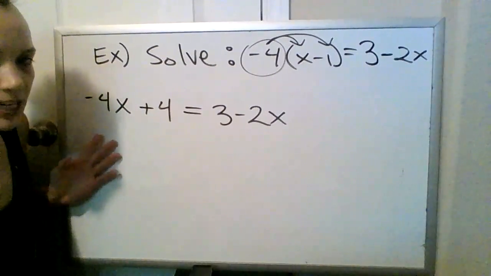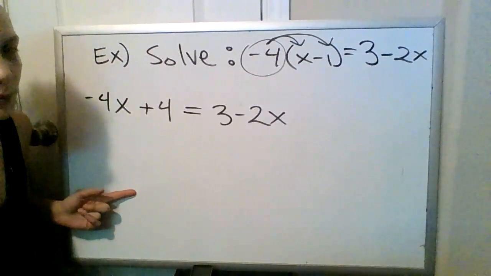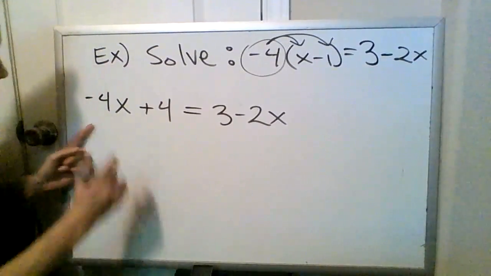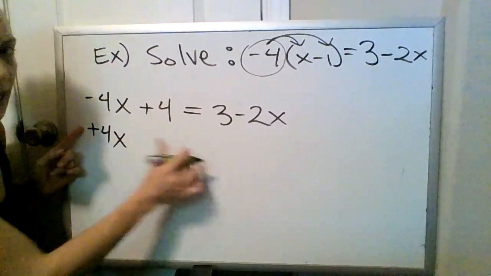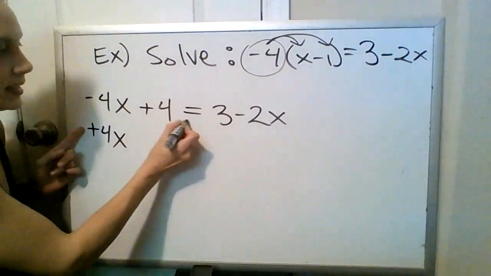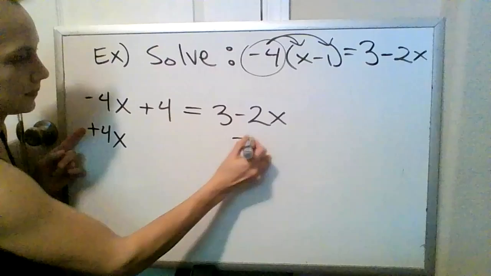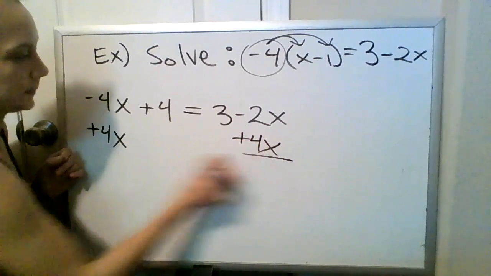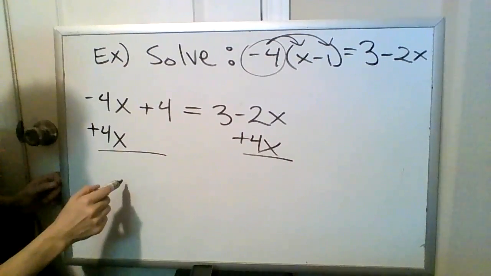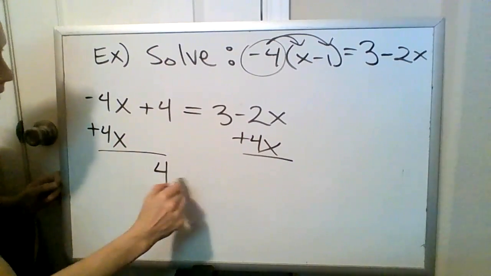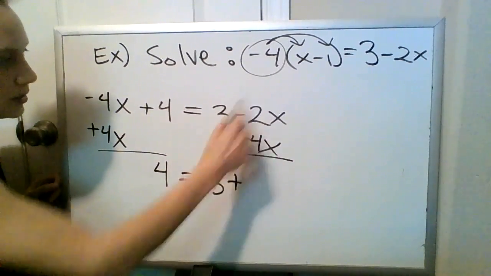So there are different ways to go about solving the problem. One way would be to add 4x. If I add it to this side, I need to add it to that side so that everything is still equal. This is the 0x for 0 plus 4 equal to 3 plus 2x.